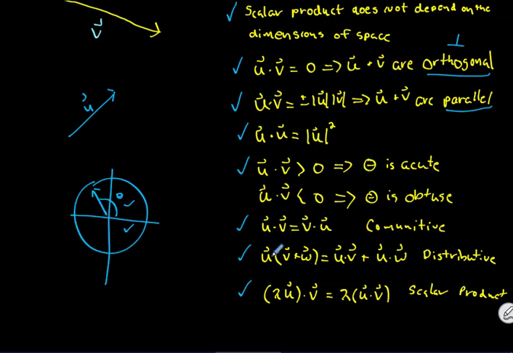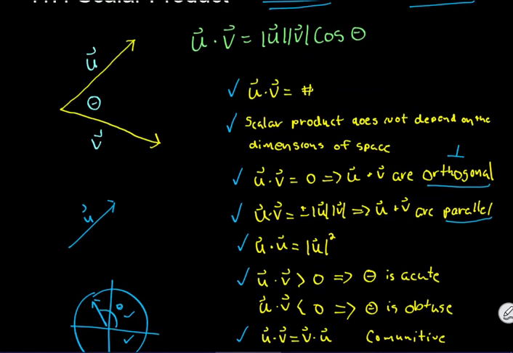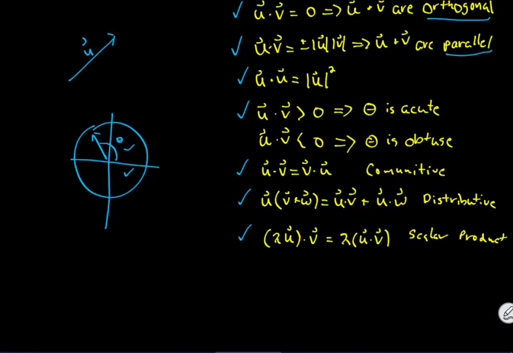u dot the quantity of v plus w can be u dot v plus u dot w, and then the scalar product rule, scalar times vector u dot product v is the same as the scalar times the dot product of u and v. So using all these, just some properties that we should be aware of when talking about the dot product. Now let's go ahead and look at an example.